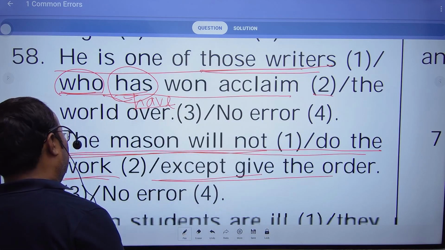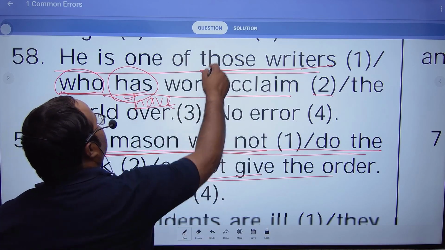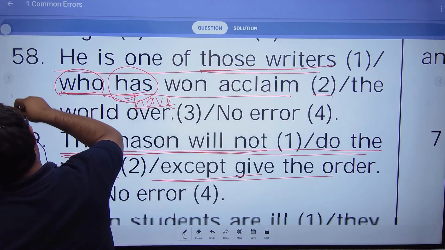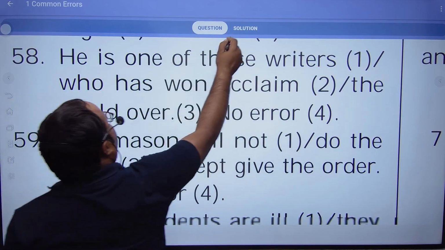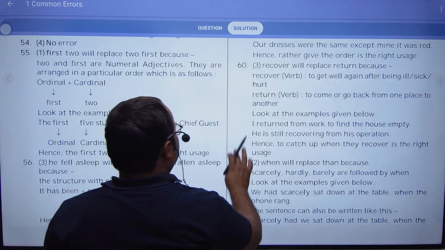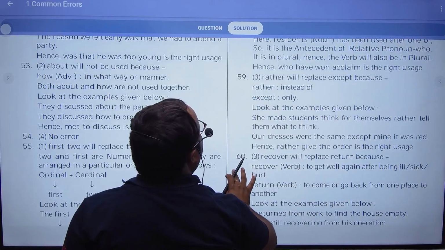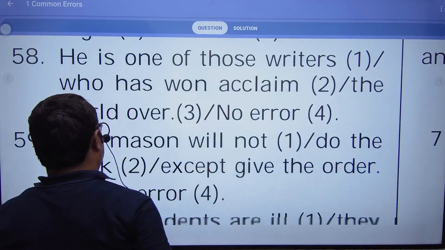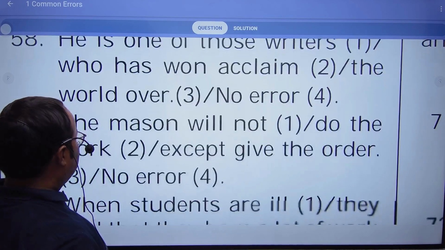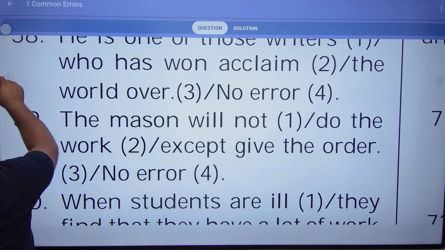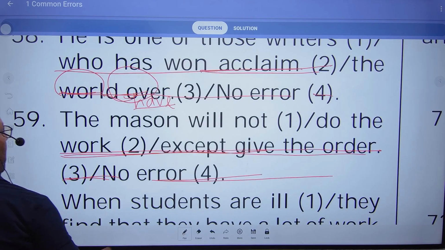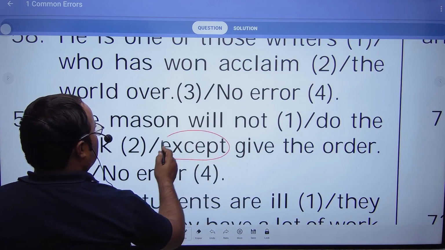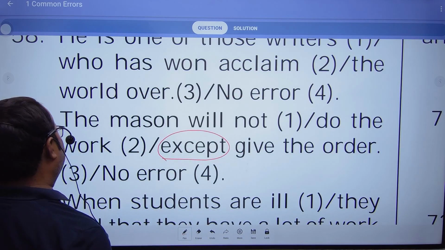Except giving the order must be okay. Let me find out the solution of this question. So for that let me go back and let me find out the solution. This is rather will replace except. Okay, the answer is rather. Okay, we should use rather in place of what? In place of except we should use rather must be used here. एक्सेप्ट के स्थान पे rather का प्रयोग होना चाहिए.